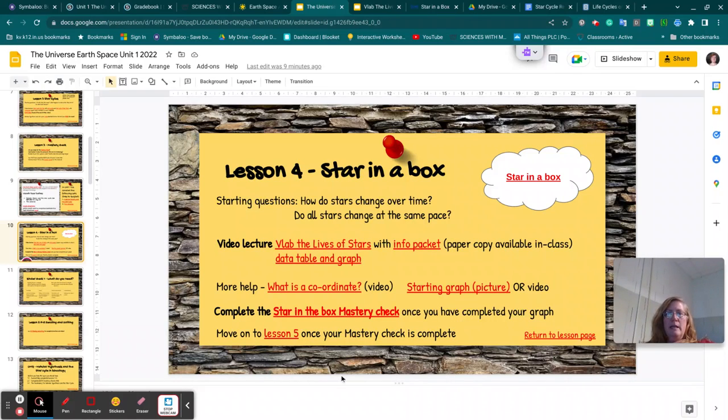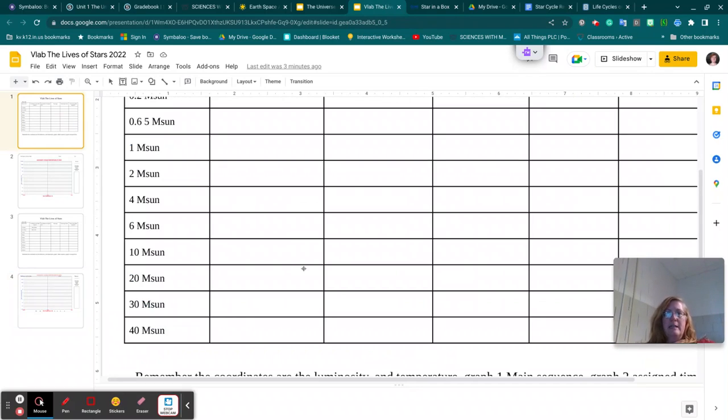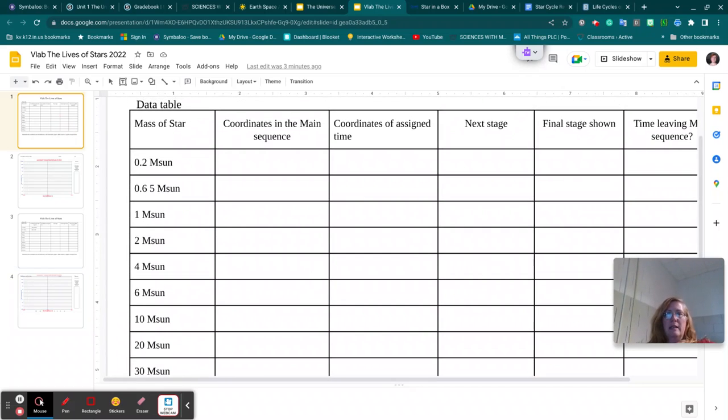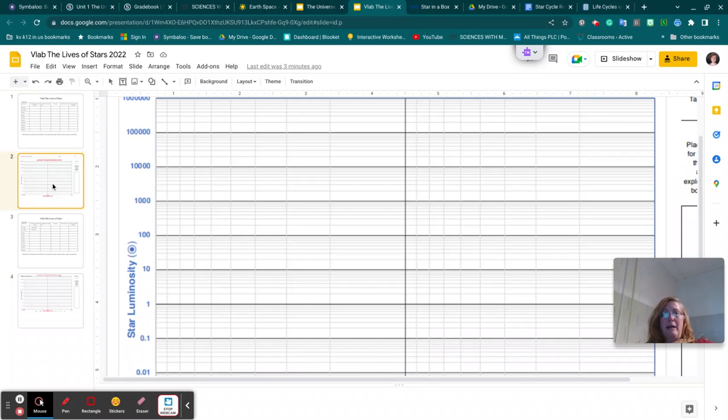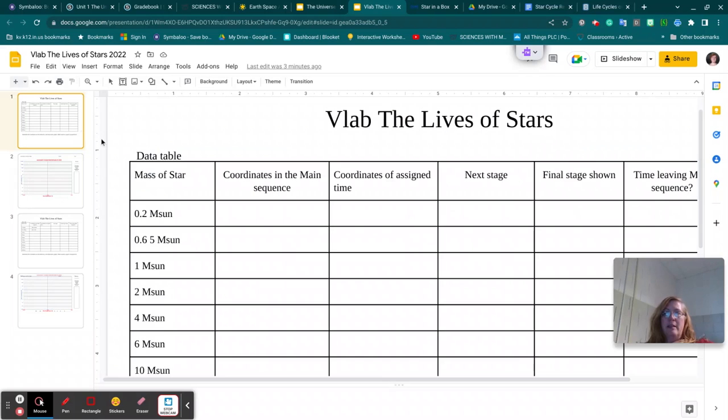Okay, guys, today I'm going to go over how to get the graph done for the Star in the Box lab. So I am assuming you have already gotten the VLab packet that includes the data table and the graph. So what am I talking about? Data table. This is your data table. And you are ready to graph at this point. So you have this, and your data table is complete.